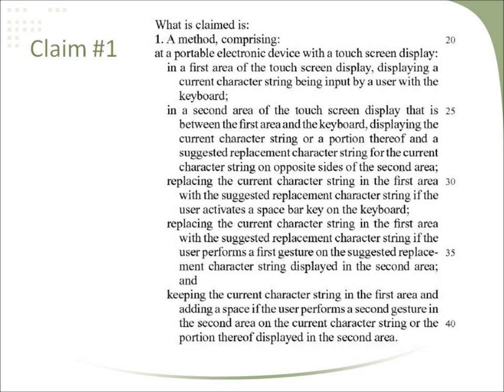And what's the last thing that it can do? It can keep the current character string in the first area, and it would add a space if the user performs a second gesture in the second area on the current character string or the portion displayed in the second area. As I said before, in the second area there would be not only the suggested character string, but also the current character string or maybe a partial character string. So if the user touches the current character string or part of it in the second area, then in the first area it would create a space.